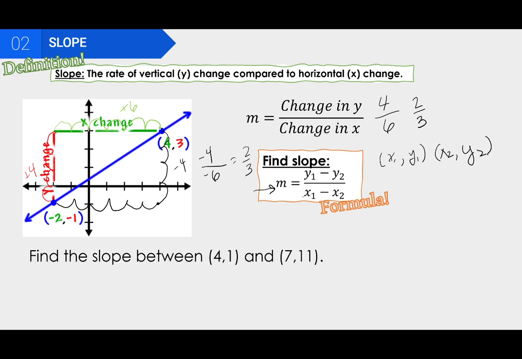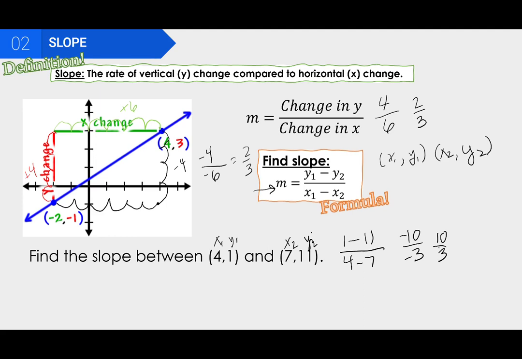We're going to find the slope between the 2 points (4, 1) and (7, 11). So let's go ahead and mark those. This is going to be x1 and y1, x2 and y2. So our y1 is 1, our y2 is 11, x1 is 4, x2 is 7. Let's go and subtract those. We get -10 over -3. And the negative divided by negative will be positive 10/3. If we'd gone the other way, we'd still get positive 10/3 as our slope.